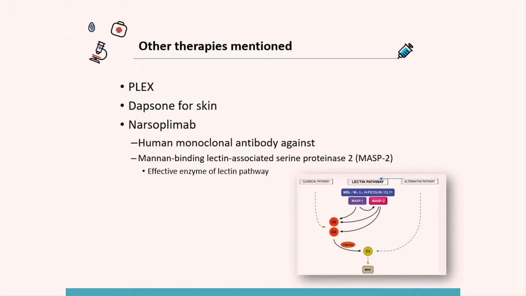But suffice to say that this is a very interesting area, and we hope that in the future, a large-scale study, which I'm going to show you a little bit more later, can shed light on the correct direction we are heading in. Other therapies have been mentioned, like plasma exchange, dapsone, or narsoplimab. As we have discussed previously, people have been mentioning the activation of the complement pathway, and whether or not this MASP-2 drug can help.